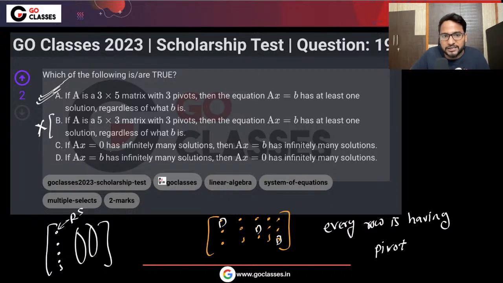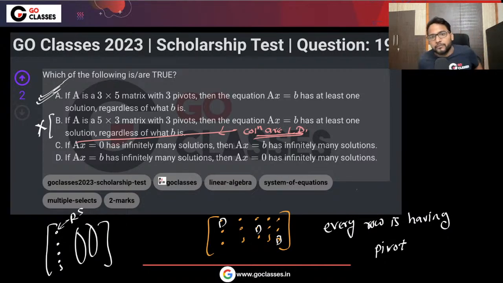If Ax equal to 0 has infinitely many solutions, then Ax equal to B has infinitely many solutions. It means that the columns are linearly dependent, but does this mean that Ax equal to B will have infinitely many solutions? Actually, this B need not be in the space, so B could be outside the space also. So there may be no solution at all, and that's why C is wrong.